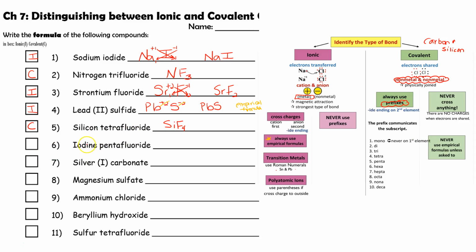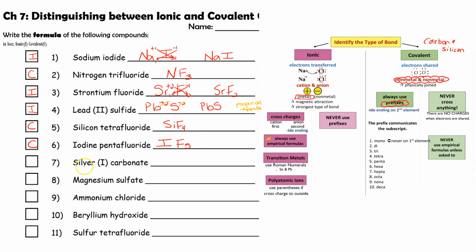They're sharing their electrons, so don't look up any charges. Number 6, iodine pentafluoride. A couple of indicators: iodine's a nonmetal, fluorine's a nonmetal, and I have a prefix. This is definitely covalent. So I'm going to write down the symbol for iodine, the symbol for fluorine, and notice how there is a penta prefix. Penta means 5, so I'm going to write down a subscript of 5.